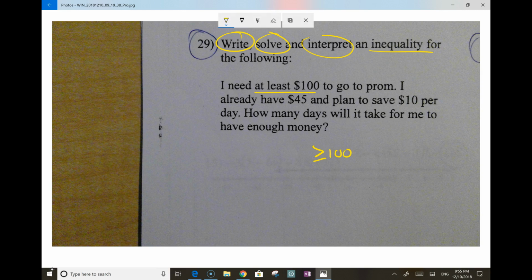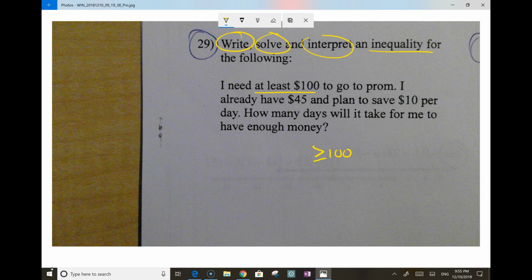The reason for that is when you're saving money, people usually want a minimum of a certain amount. And if they save more than that, there's nothing wrong with it. In fact, it's usually better to save more than the minimum that you need. So if you have $100, you can go. But if you save $500, well, that's even better because now you have more cash to do more things with.